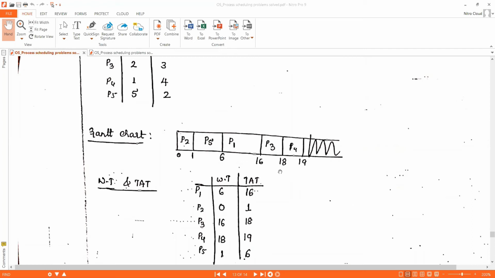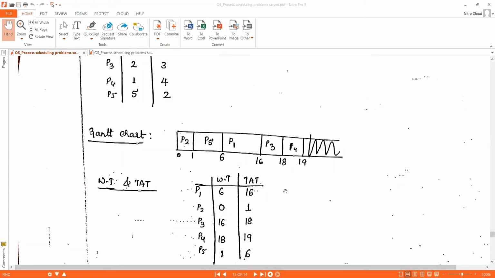Okay. Next, process 4's allotted time is 18 milliseconds. At 18 milliseconds, CPU is allotted for process 4, and its arrival time is 0 milliseconds. So process 4's waiting time is 18 minus 0, it is 18 milliseconds. Okay, next process 5. Process 5's allotted time is 1 millisecond minus its arrival time 0 milliseconds. 1 minus 0, it is 1 millisecond is the waiting time for process 5.